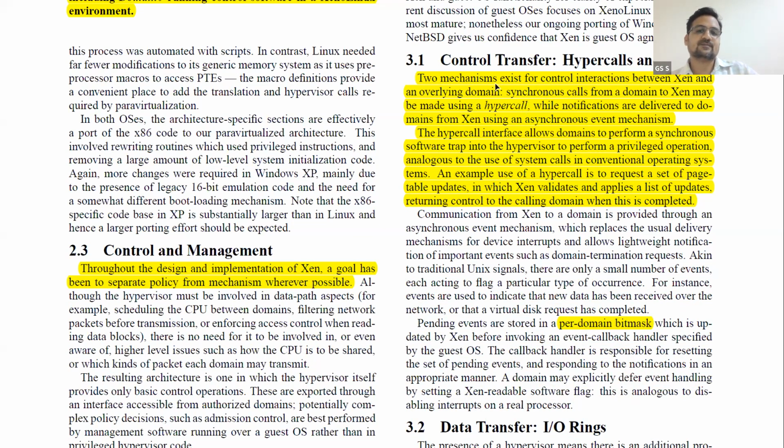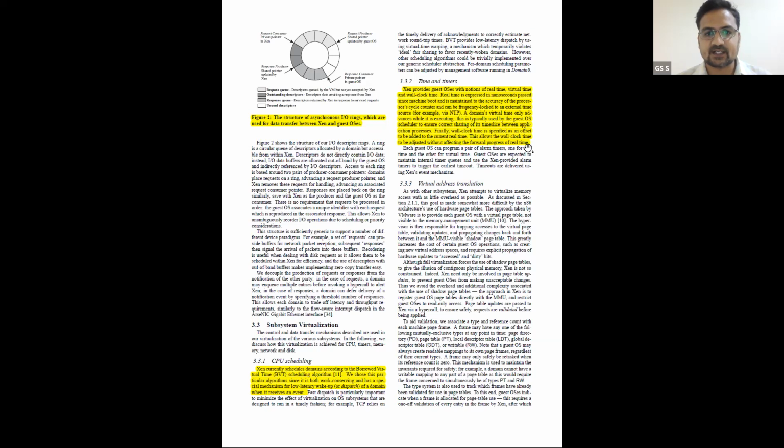Using hypercalls. In a normal operating system, how can a process talk to the kernel? Using a system call. Similarly, a guest operating system can talk to a hypervisor using a hypercall. Right? These hypercalls, you don't need to do anything. While you install an operating system, it will be modified so that it becomes capable of running hypercalls. Right?